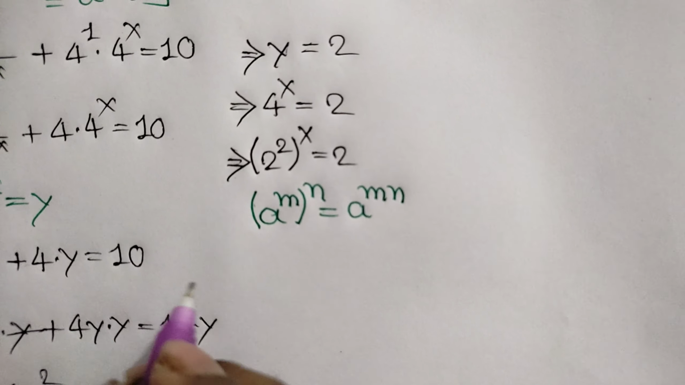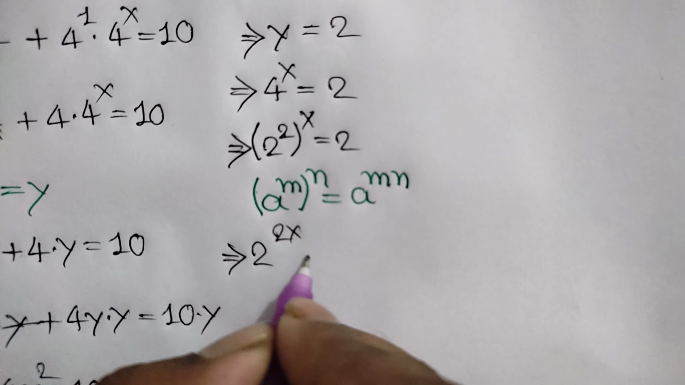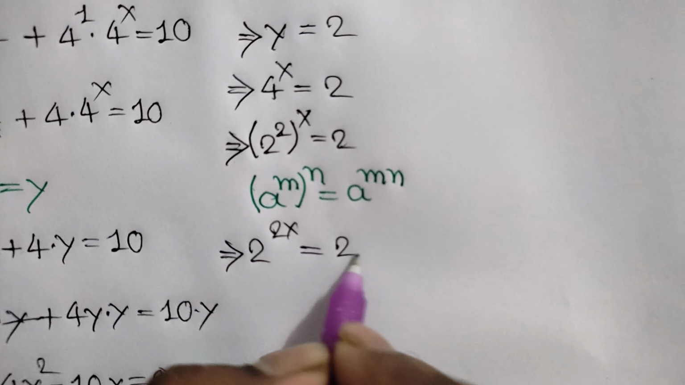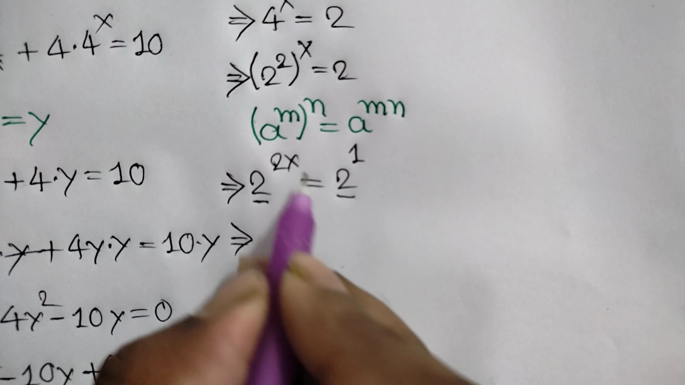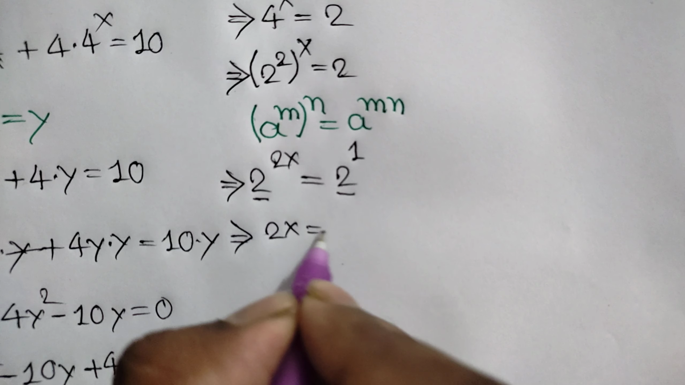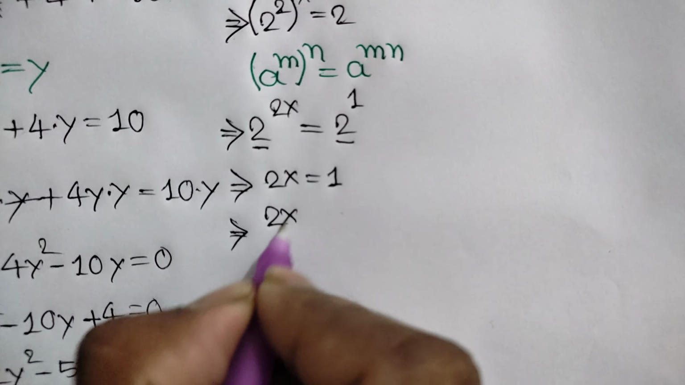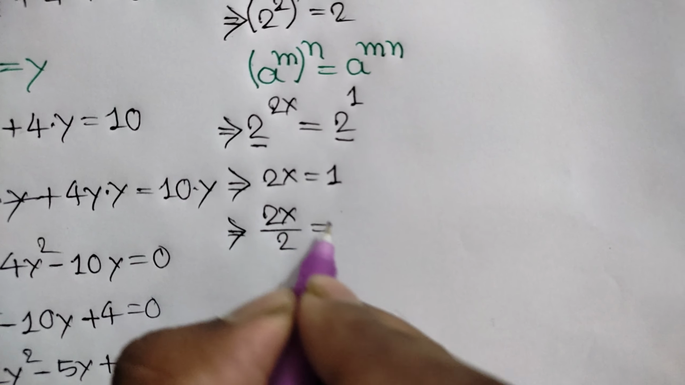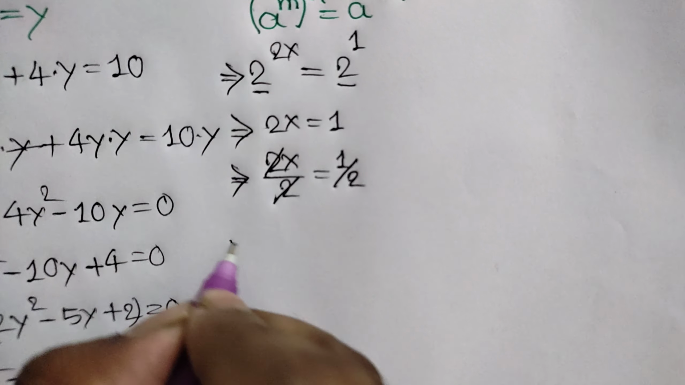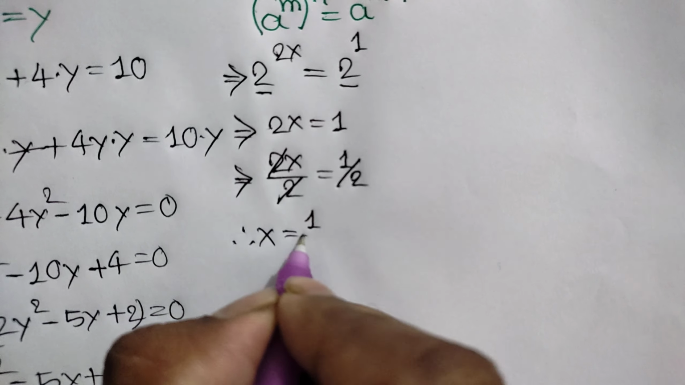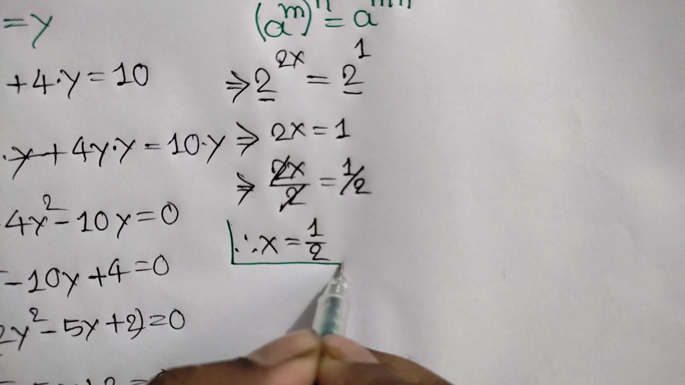So applying this rule, we can write 2 to the power 2 times x, which is 2x, is equal to 2, and this 2 can be written as 2 to the power 1. Now attention here: there are the same bases but different powers, so we can write power is equal to power. Now dividing both sides by 2, we can write 2x over 2 is equal to 1 over 2. Now this 2 cancels out this 2, so finally we will get x is equal to half, and it is our first value of x.